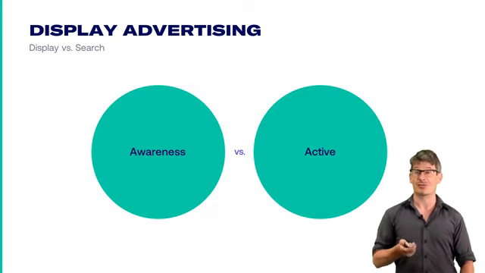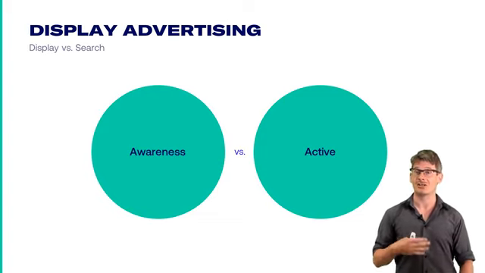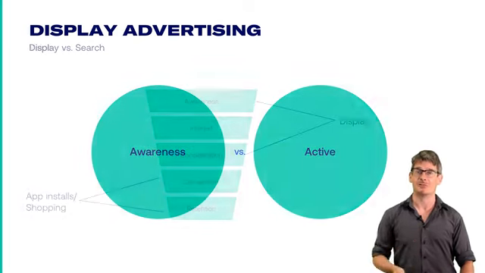Search serves ads to people who are actively looking for your product, and they will show what's called consumer intent. So essentially they're coming to you with a need or a want that needs to be fulfilled. Whereas with display, you're going to them going, maybe you would like to be interested in this product.